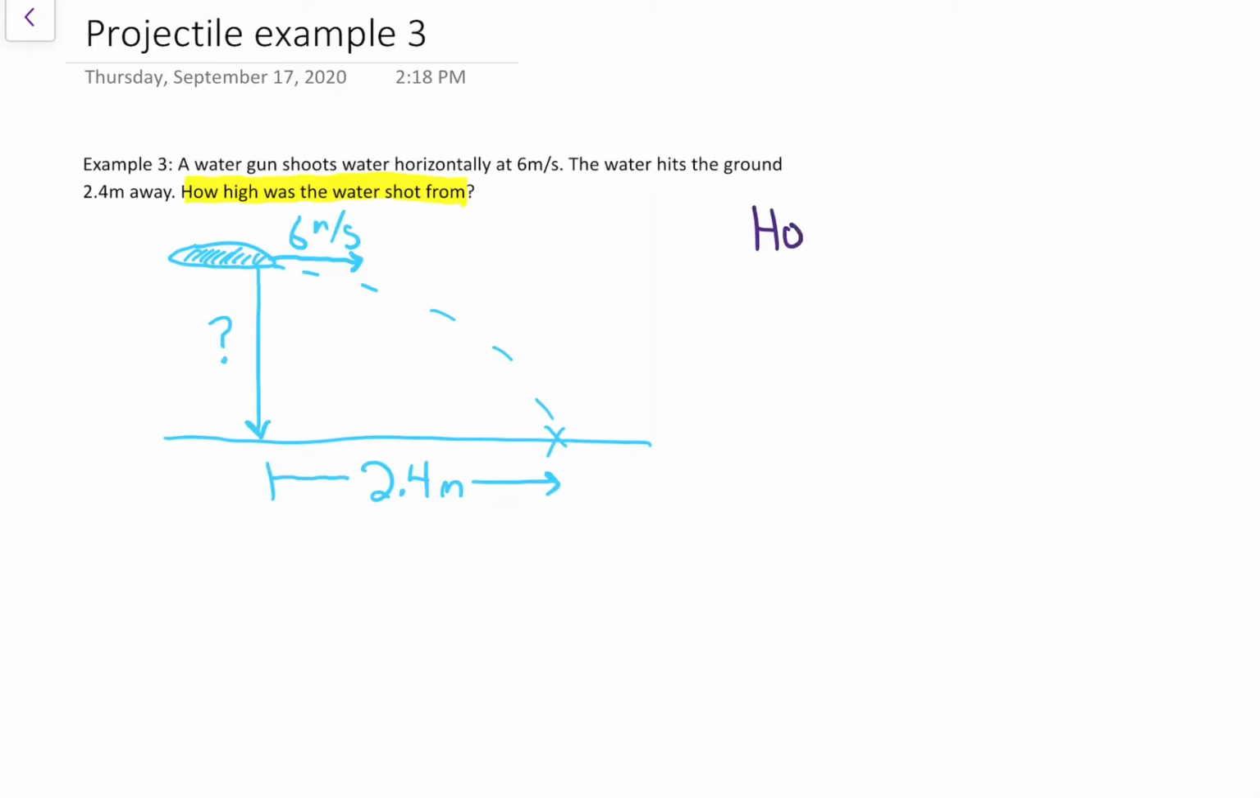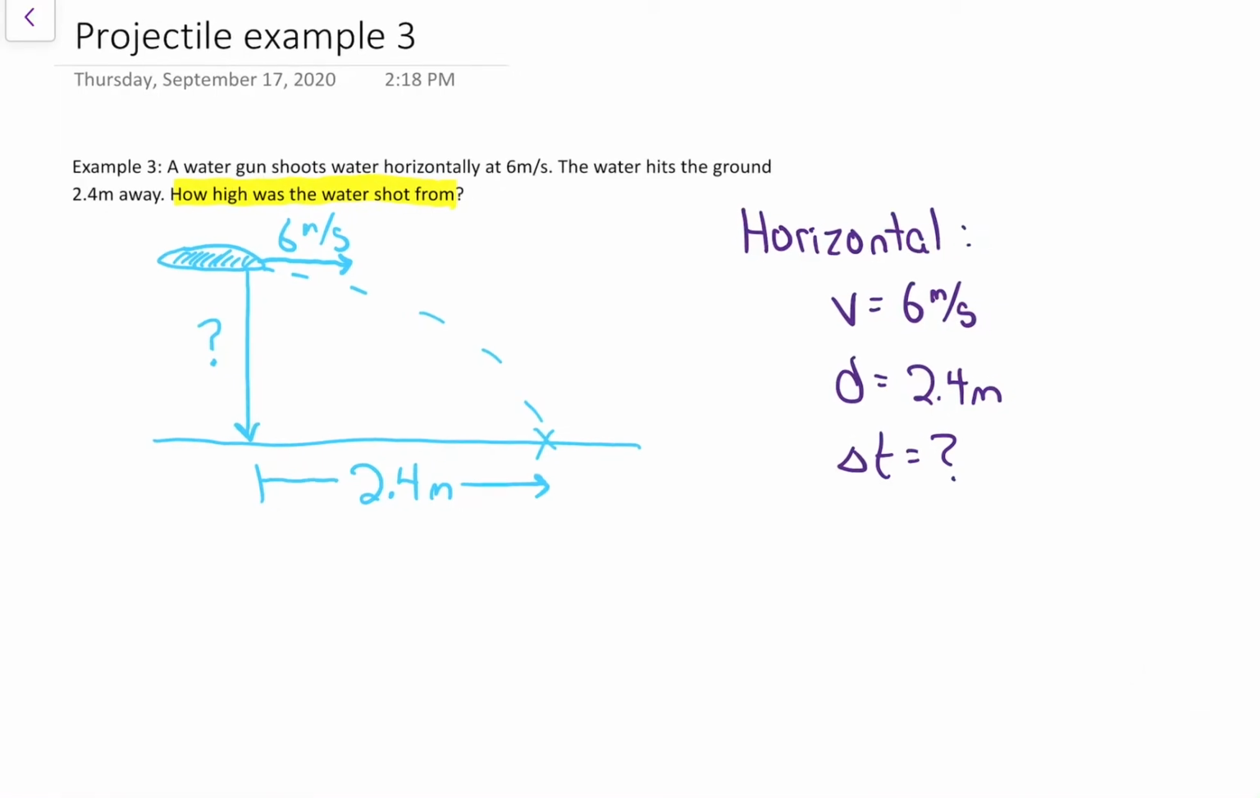It's kind of nice to start with the horizontal because, since it's just constant velocity motion, it's a little bit simpler. Horizontally, we know that the water is traveling across the ground at a speed of 6 meters per second, and we know it traveled a distance of 2.4 meters. In our projectile motion solving, we're always finding time and then using the time. Horizontally, we just have one equation.